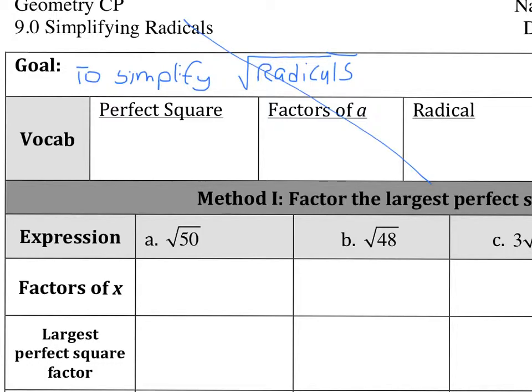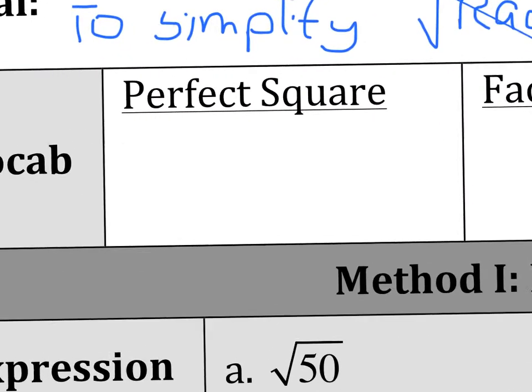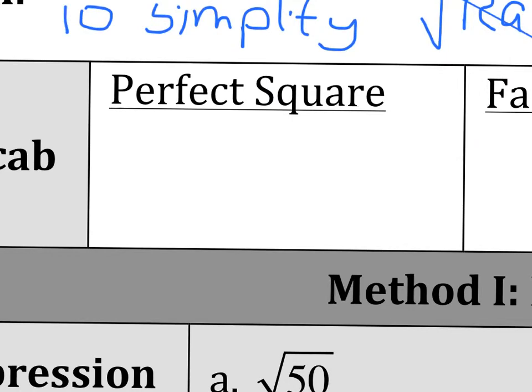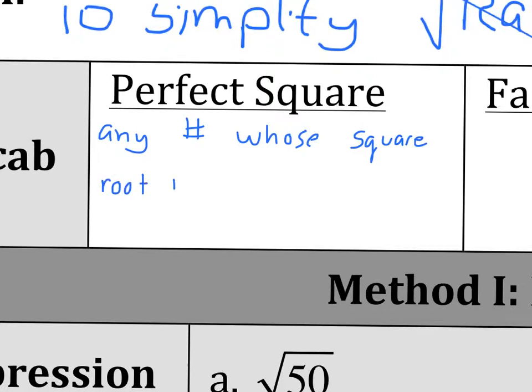Let's go ahead and define a few things first. First off, a perfect square. A perfect square is any number whose square root is a whole number, or even whose square root is an integer.